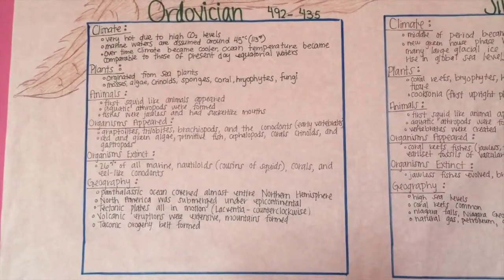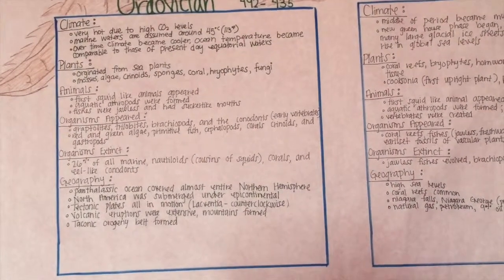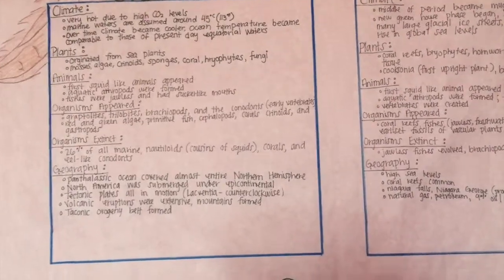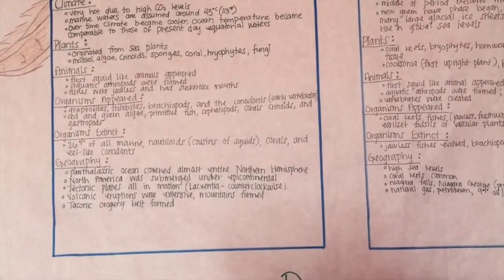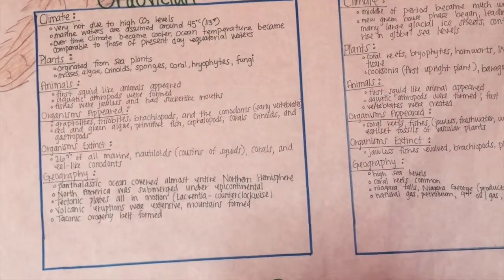Plants. They originated from sea plants, and the examples were algae, sponges, coral, and fungi. Forms of life. During this period, the first squid-like animal appeared. Aquatic arthropods were also formed in these epochs and were one of the first ocean animals to appear on land.